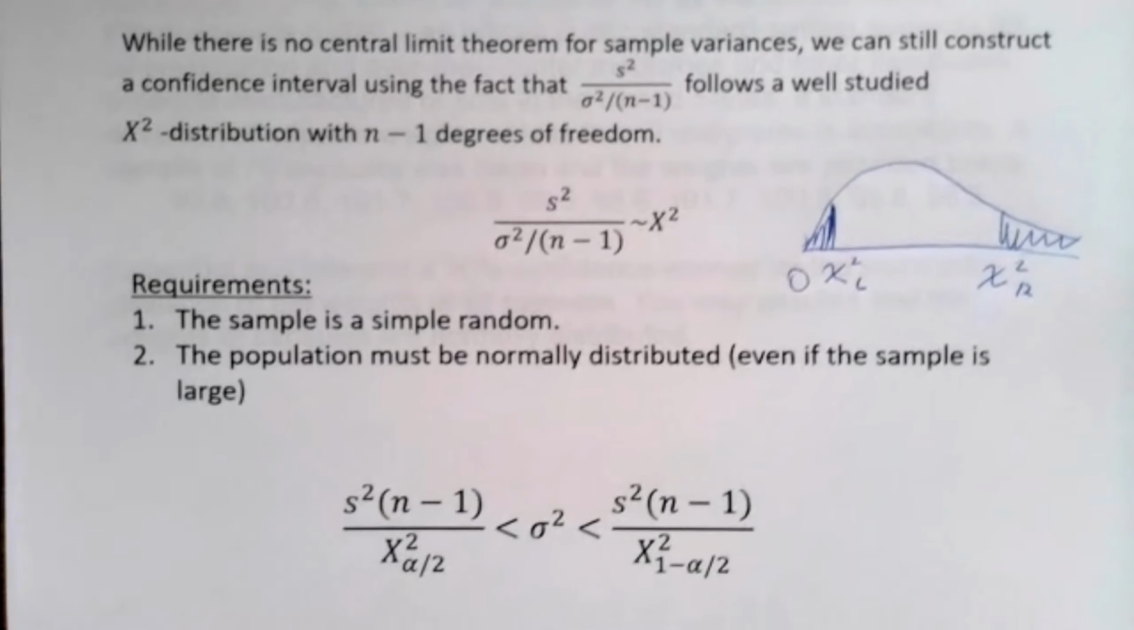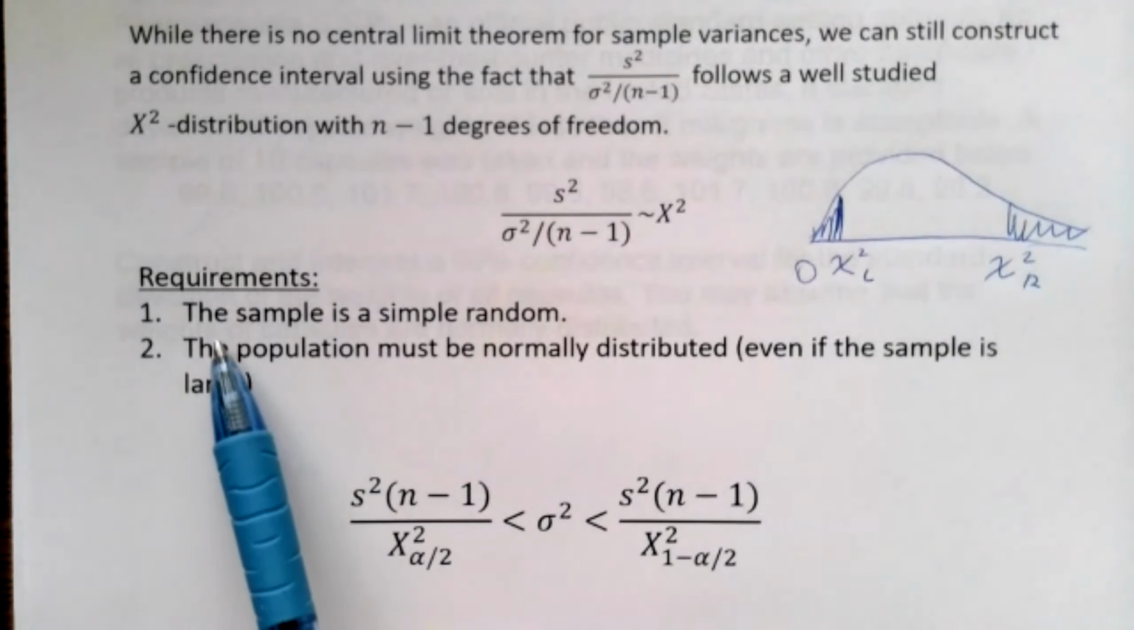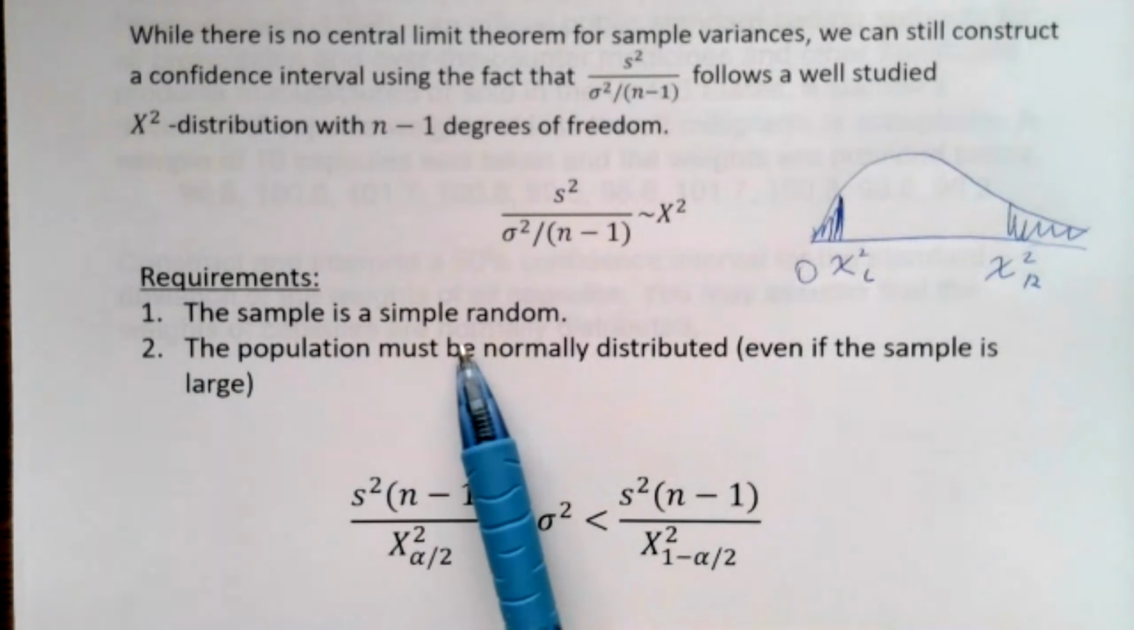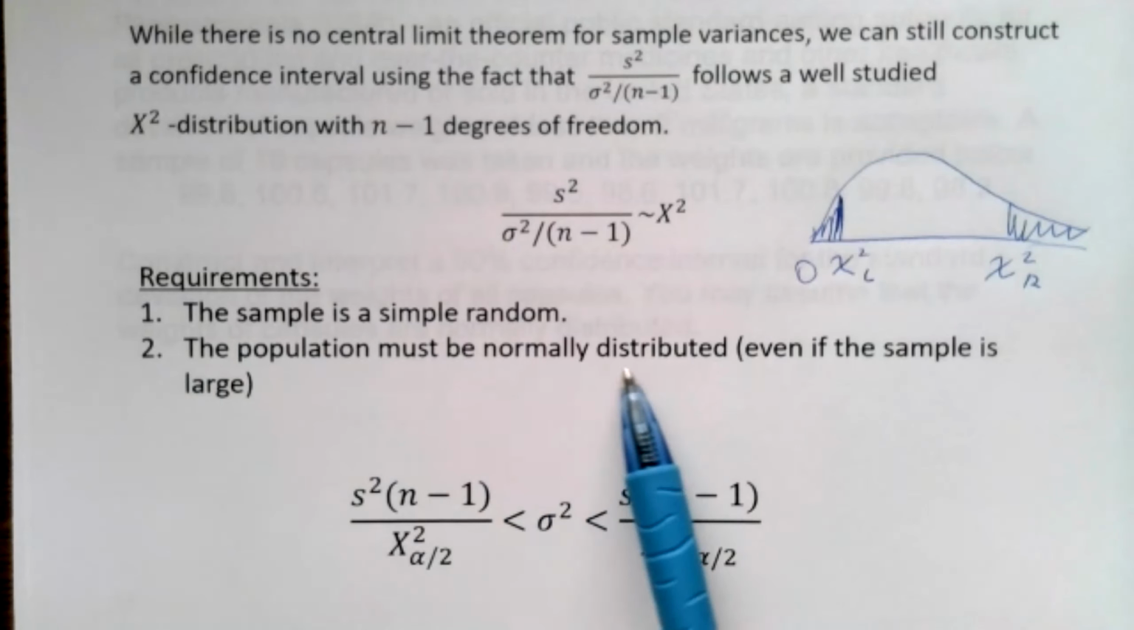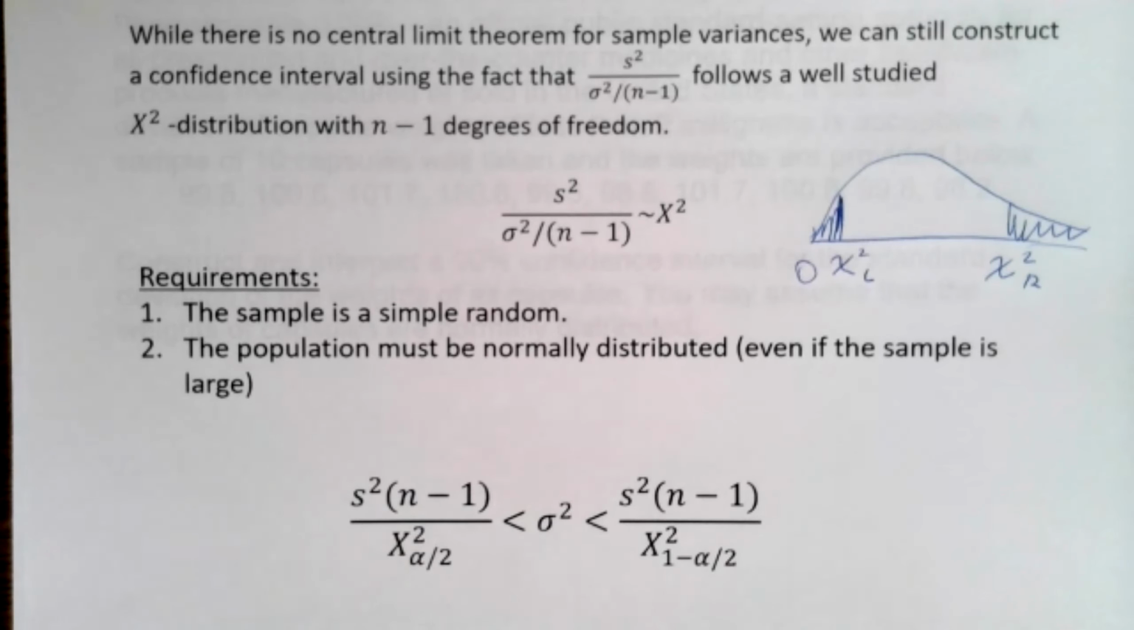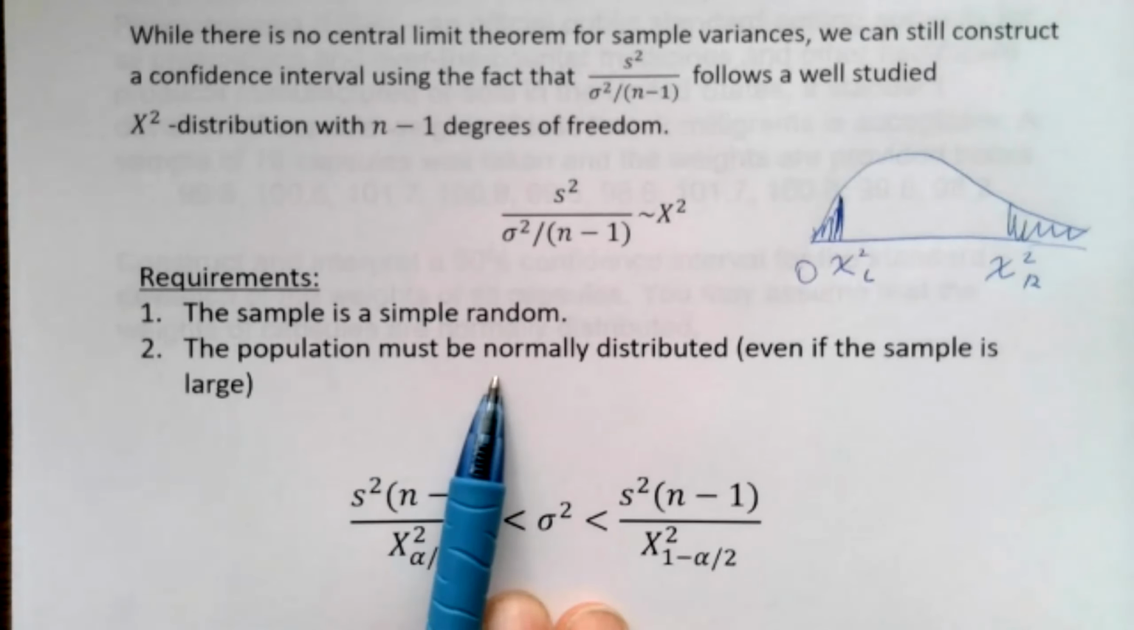Now the requirements are as follows. We need a simple random sample. And requirement number 2, the population must be normally distributed. Remember, with estimating population mean or population proportion, we could compensate. If the population was not normally distributed, we could have a large sample to compensate for that. With estimating population variance, we don't have that. We must have a normal distribution, no matter what the sample size is.